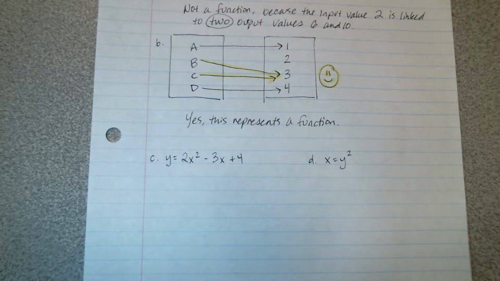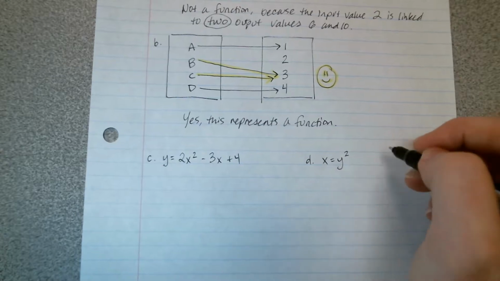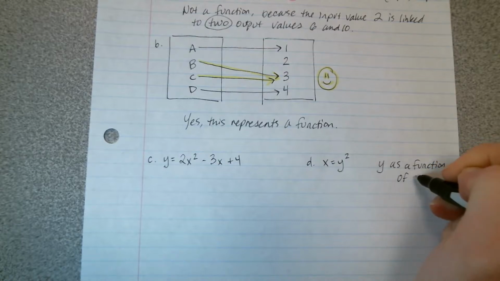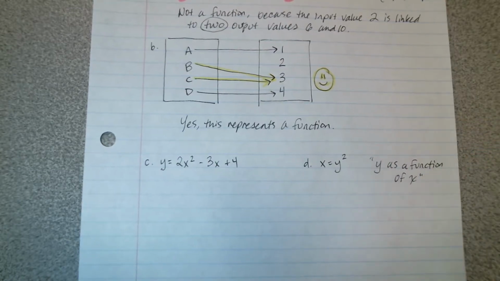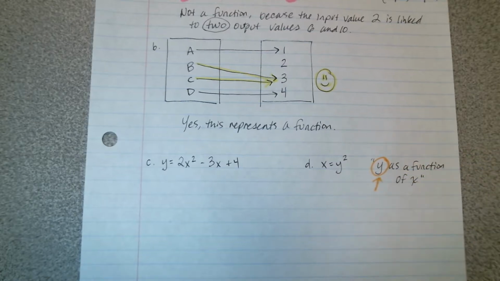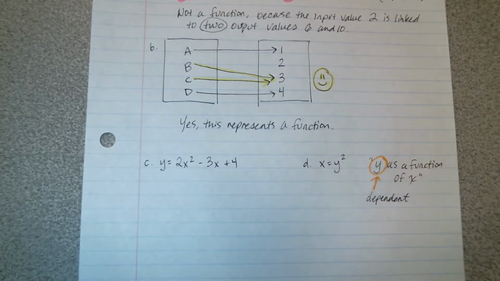When you're working with equations and you're asked this question, the easiest way to answer it is to first figure out which one is your dependent variable, okay? And in this example, I'm looking for y as a function of x. And this phrasing right here tells me that y is the dependent variable. Right? Y depends on x. So what I want to do is actually solve each of these equations for the dependent variable.